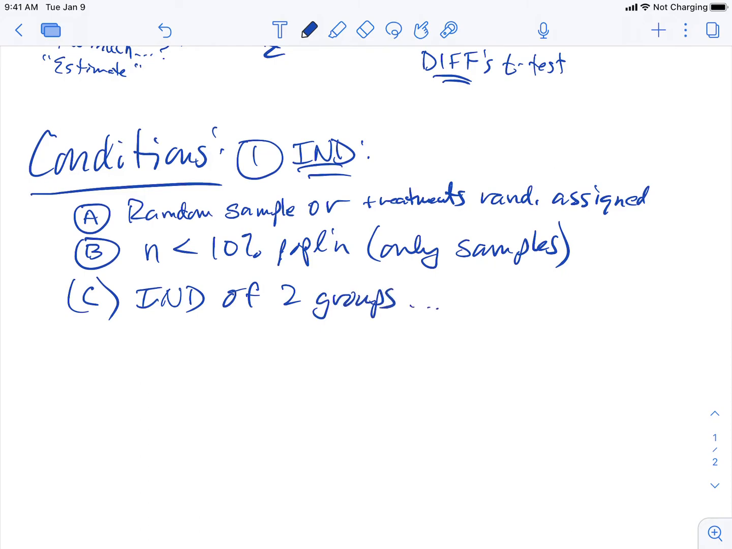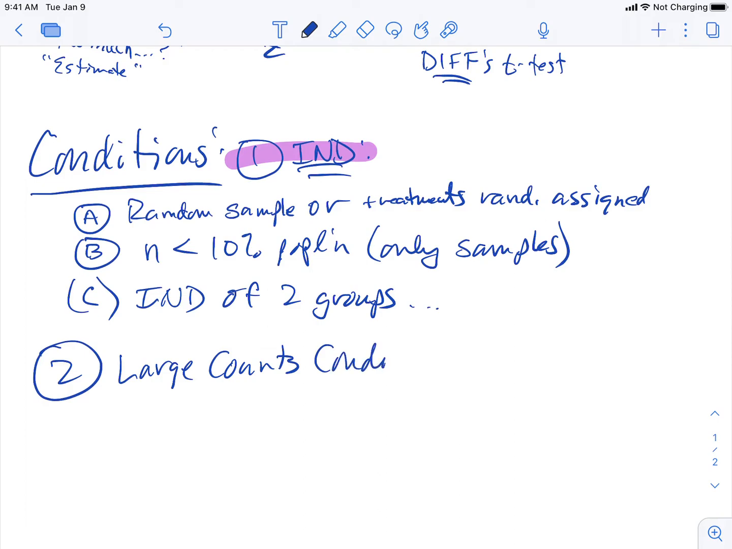If you have 2 samples or 2 treatment groups, you have to make some sort of a statement of assumption or declare that it's reasonable to believe that the 2 groups are independent of each other, because there's a standard deviation formula that involves adding variances, and you can't add variances unless the groups are independent. So sometimes you have to check independence of groups. So that is the first major thing to check. The second major thing to check is to make sure that your sample size is big enough. Sometimes this is called the large counts condition, or it's really a check for normality of the sampling distribution.